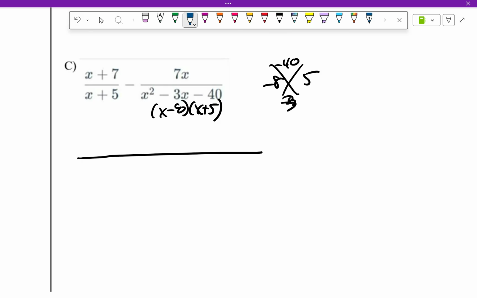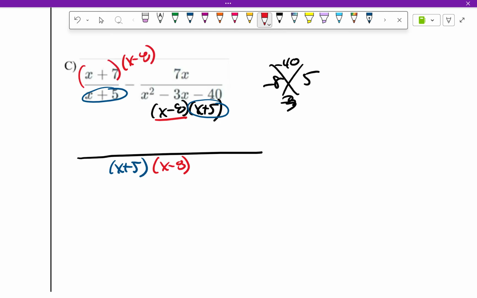Okay, what did you circle? x plus 5. How many times do we get to write it? Once. All right, and then we're underlining x minus 8, also writing that down. Now we have to compare our denominators and look for missing parts of the denominator, and then we multiply by that. What's missing in this first denominator? x minus 8. So we're going to multiply by x minus 8. What's missing in the second denominator? Nothing. So you're just going to write down the minus 7x.